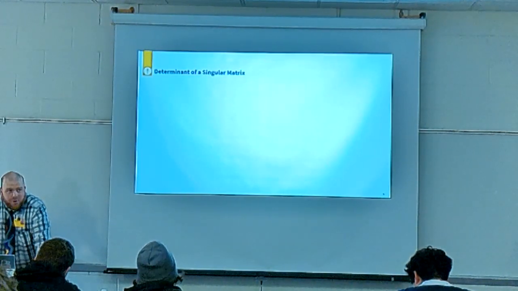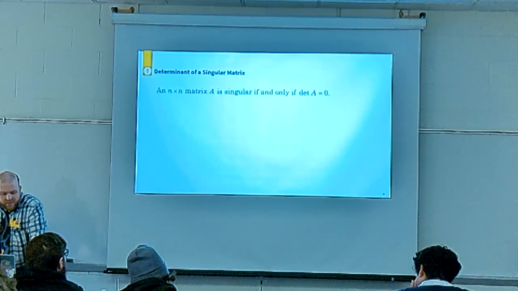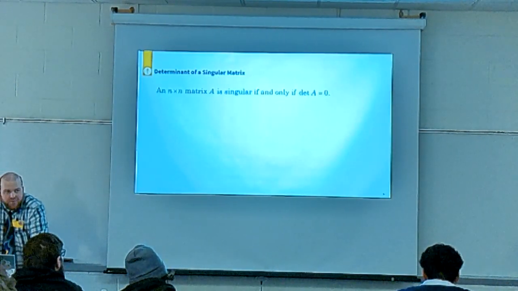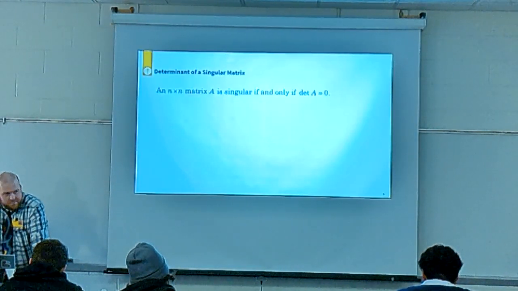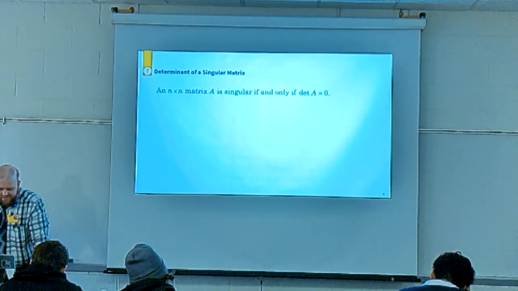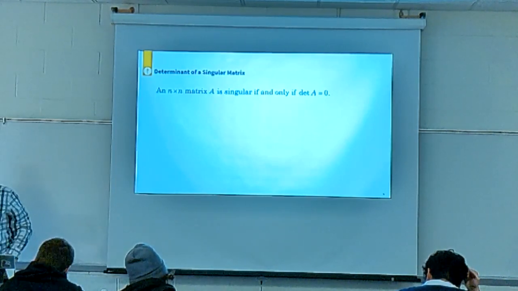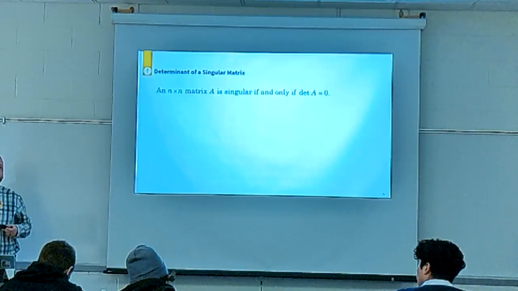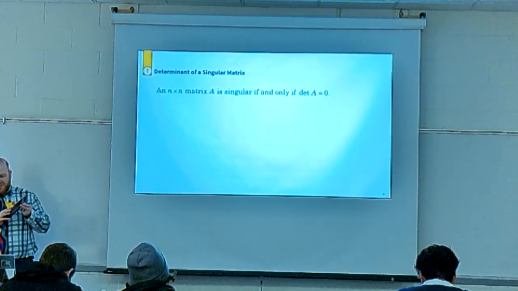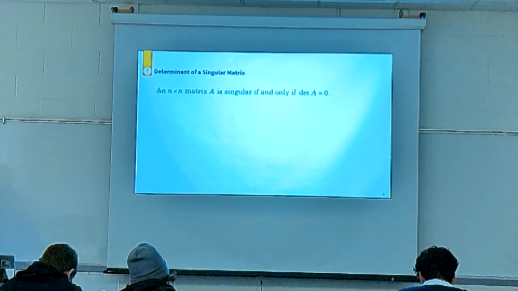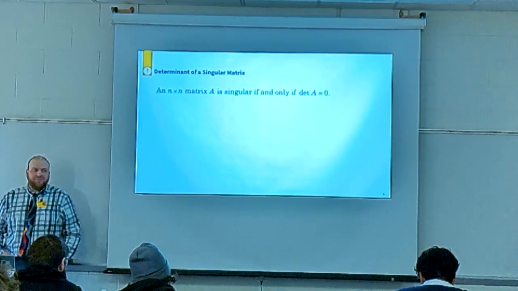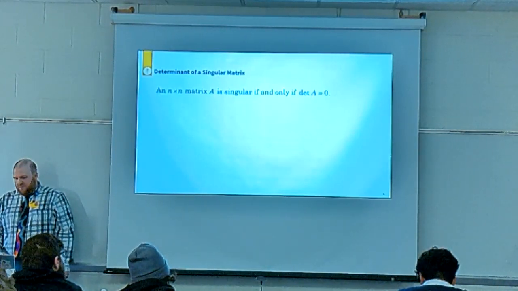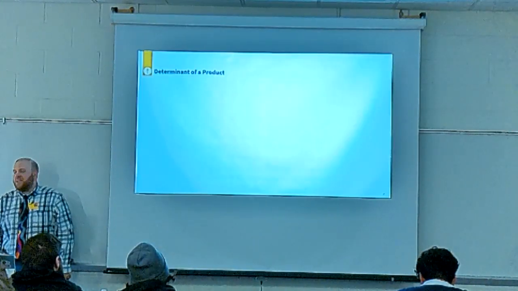And again, this was also mentioned. We're now formally stating it. An n by n matrix A is singular if and only if the determinant of A is 0. If and only ifs are nice statements, because it means both ways you read it are true. So if you find the determinant of that matrix is 0, you know it's singular. And if you know the matrix is singular, you know its determinant is 0.